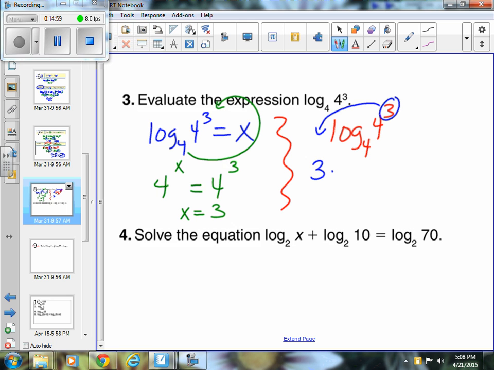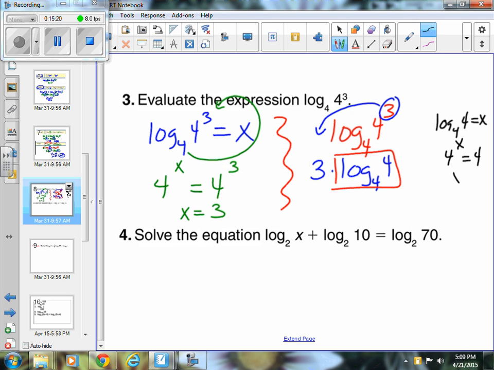So you could have 3 times the log base 4 of 4. All right, now let's talk about this part right here. Log base 4 of 4 means, just kind of off to the side here, log base 4 of 4. Let's set that equal to something. That means 4 to what power would give you 4?